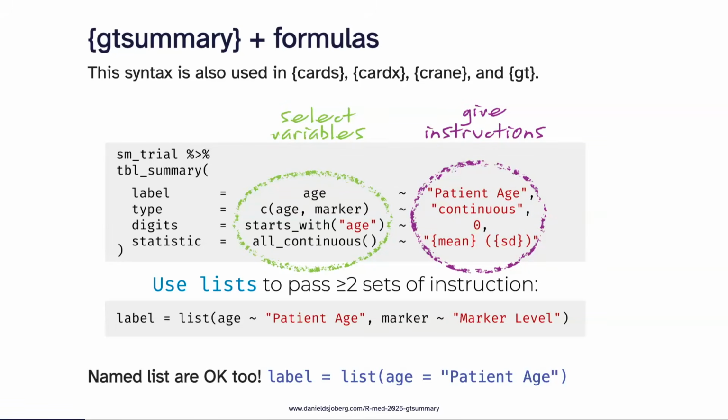So the variable selecting happens on the left side. And then on the right-hand side of this formula is where you give the instructions. Say, okay, for age, I want the label to be patient age. For columns age and marker, I want the type to be continuous, and so on and so forth. And whenever you have two or more sets of instructions to pass, you just pop it into a list, right? So we also accept named lists. This is really helpful in a lot of cases.